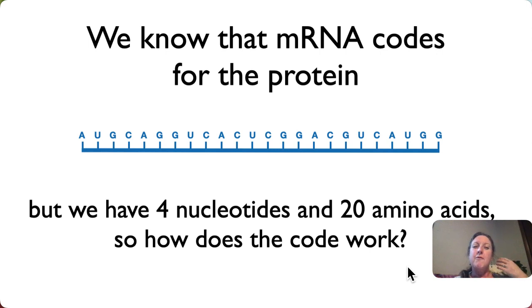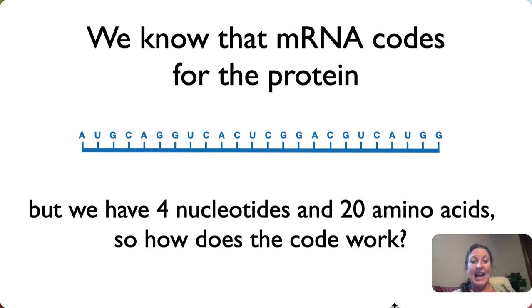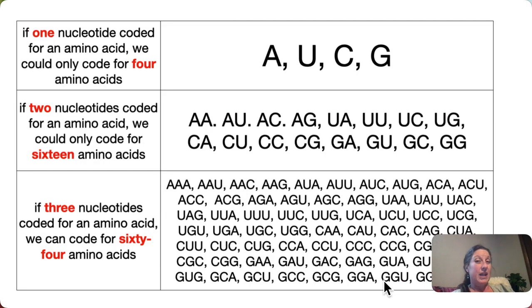But we have 4 nucleotides, A, U, C, and G, and yet we have 20 amino acids that we use in our body to make proteins. So how does this code work? One nucleotide can't give us 1 amino acid, because then we could only have 4. Right? If A gave us an amino acid, and U and C and G, 1 nucleotide, 1 amino acid, then we could only have 4 amino acids.